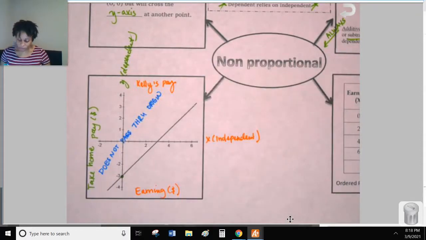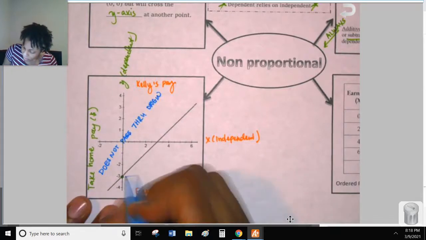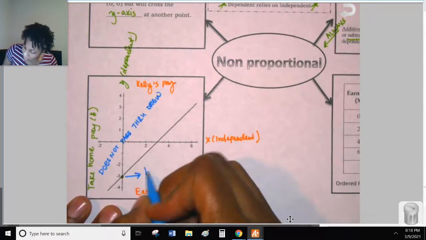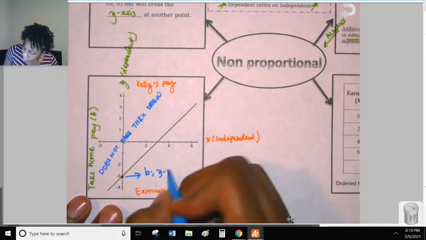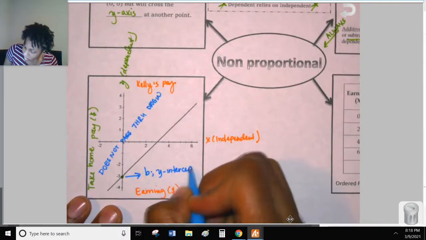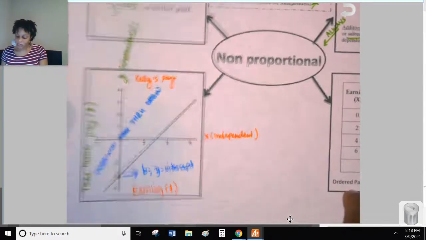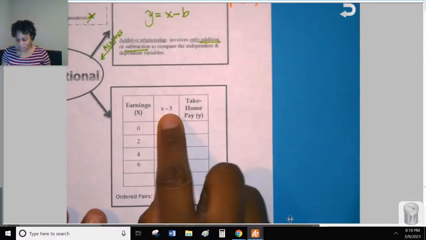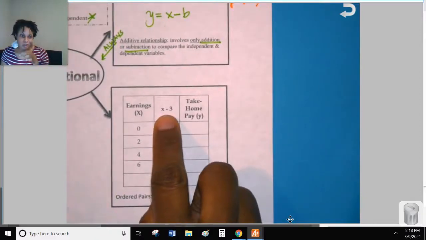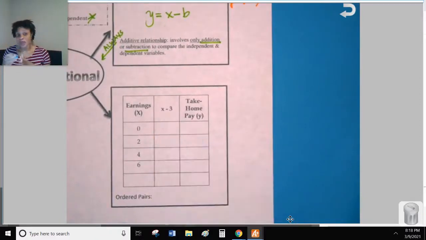So this is the story of Kelly's pay. This point where it passes is our B. It's called our y-intercept. We talked about this in the equation box. So in our equation, which we're about to see in a second, here in our process column, it would be x minus 3, right? Y is equal to x minus 3. That would be our equation because we're subtracting 3 every single time.